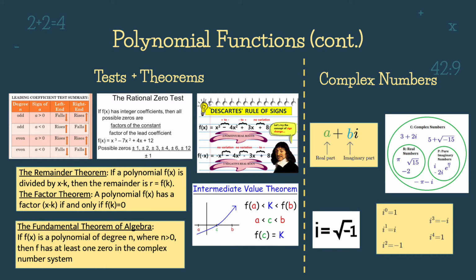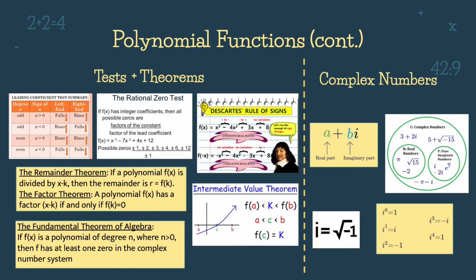There are many theorems and tests we use when dealing with polynomials. The tests include the leading coefficient test, the rational zero test, and Descartes' rule of signs, and the theorems include the intermediate value theorem, the remainder theorem, the factor theorem, and the fundamental theorem of algebra. We can use the leading coefficient test to determine the end behavior of graphs of polynomial functions, as shown. We can use the rational zero test to determine possible rational zeros of polynomial functions.